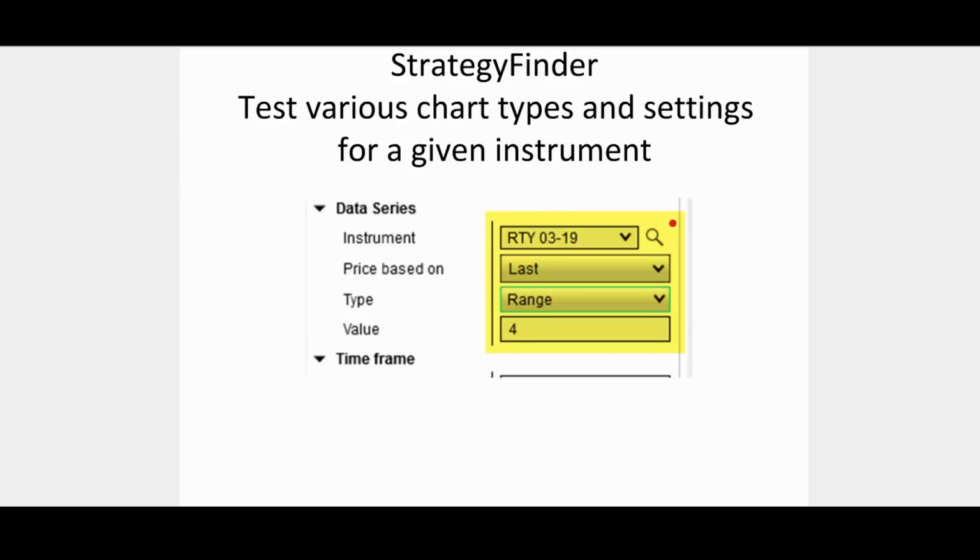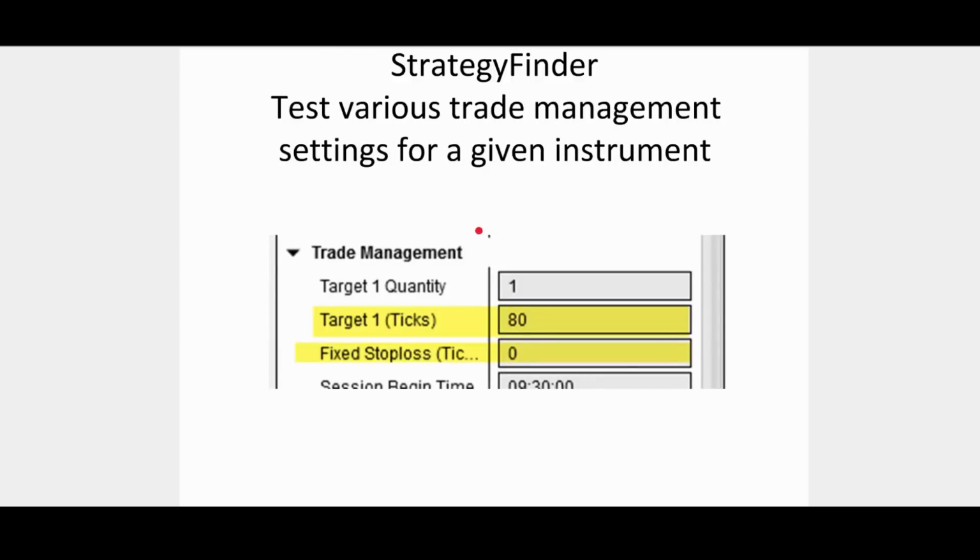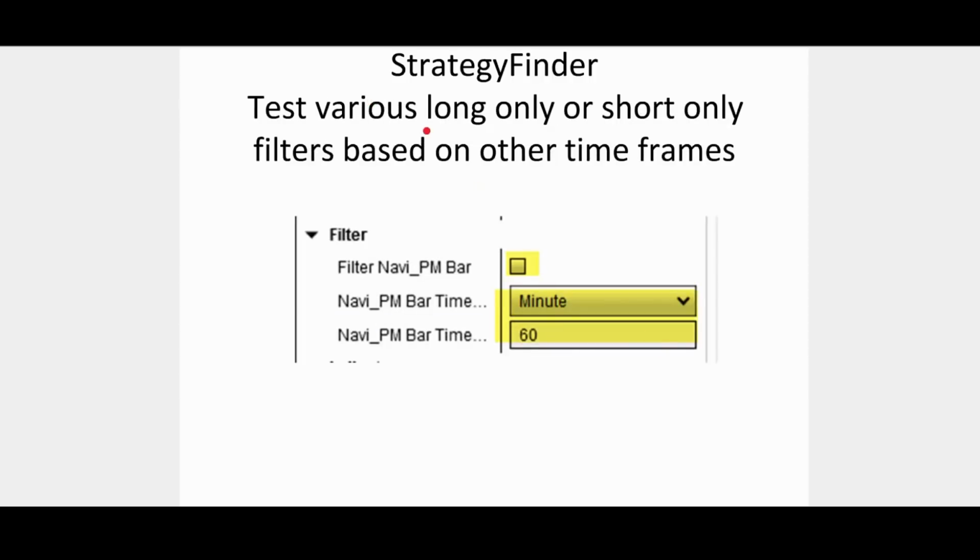All right, so Strategy Finder, we can test on different instruments. Here we're testing on the Russell on a range chart. But again, you can select whatever chart you want to use. You can test trade management, whether you want to get out on targets, whether you want to use a fixed stop going in or a trailing stop. We also have long and short filters. If you want to filter out all your long or short trades based on certain conditions, we can do that.